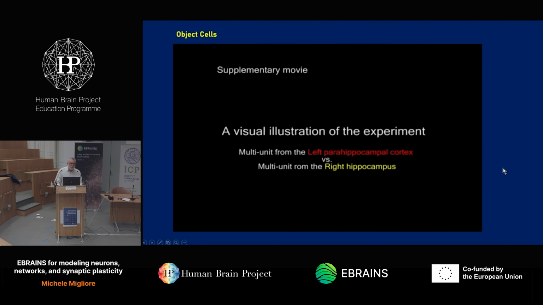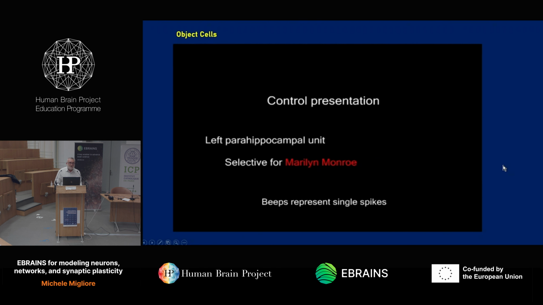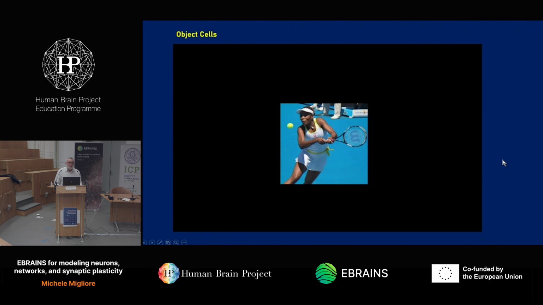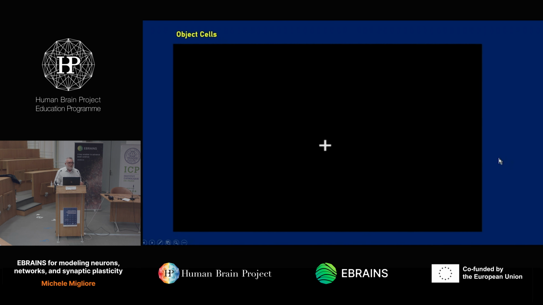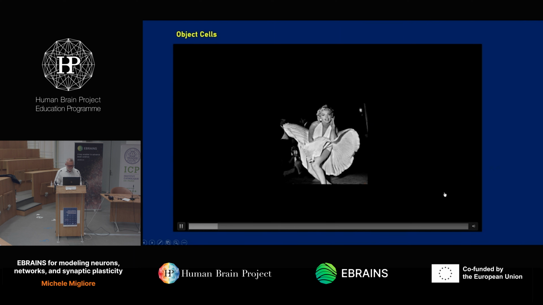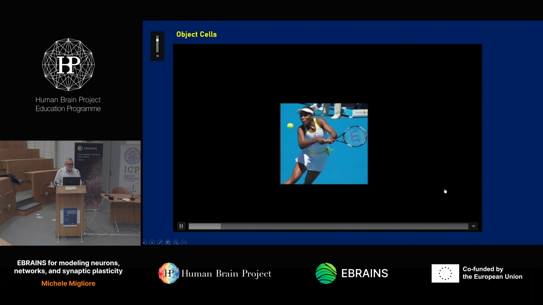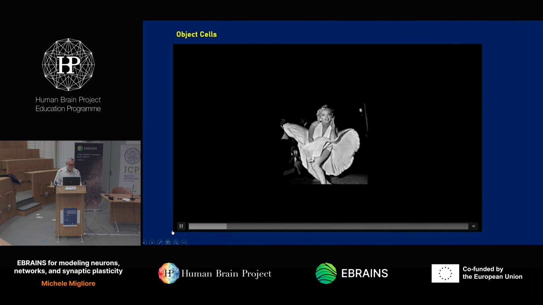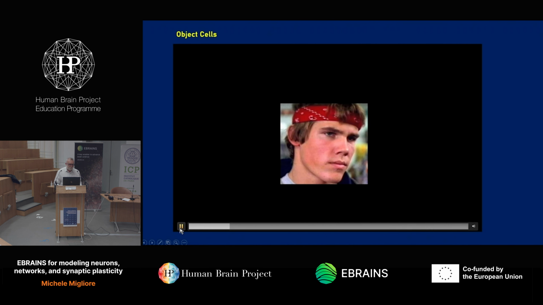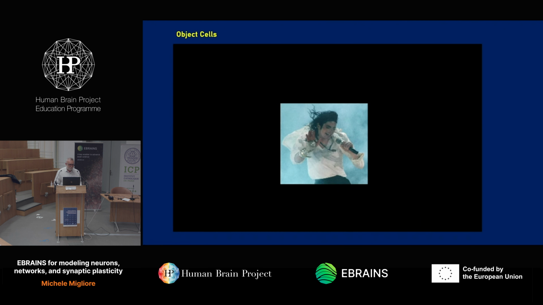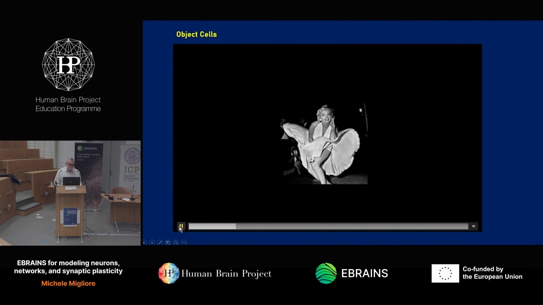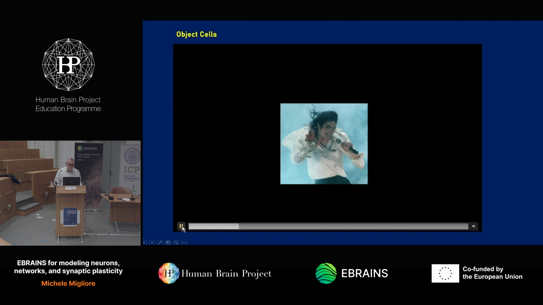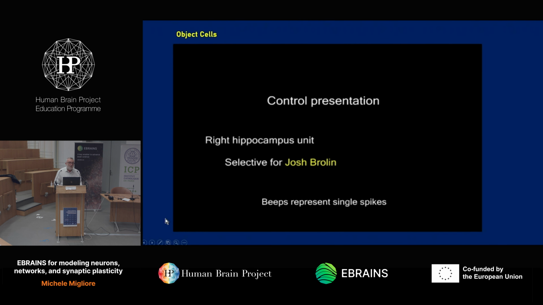Okay, the first neuron that we're going to see is selected for Marilyn Monroe. Not only the name, but also the face. Those are single units, single neurons.